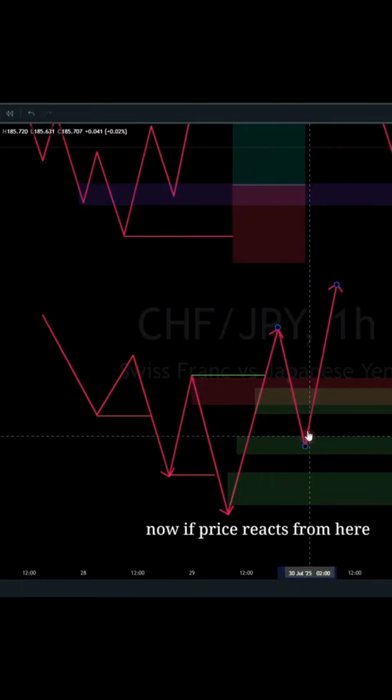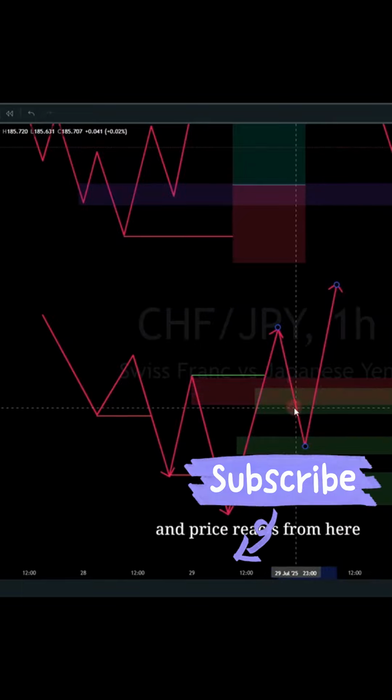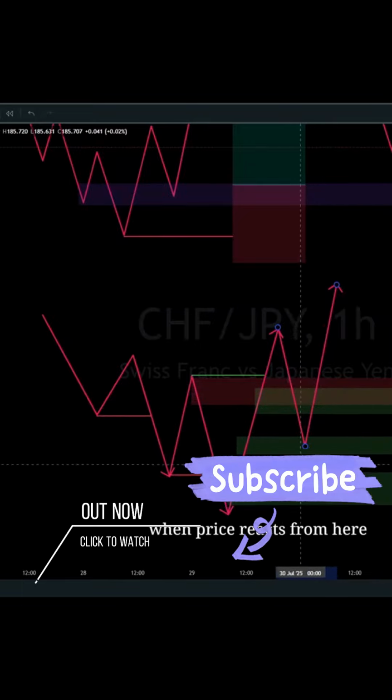Now, if price reacts from here, let's assume price breaks below this origin zone and price reacts from here. When price reacts from here, price will run off again.